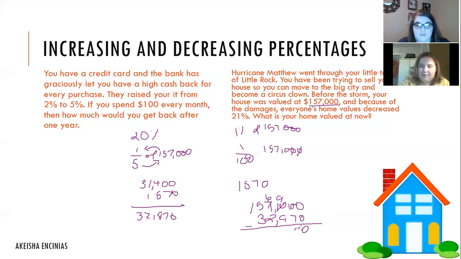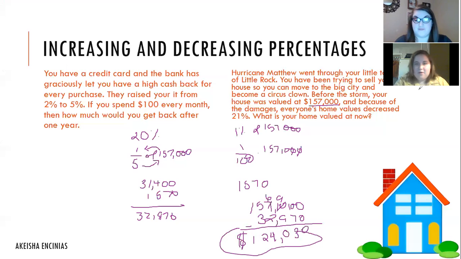10 minus 7 is 3. 9 minus 9 is 0. 6 minus 2 is 4. 5 minus 3 is 2. And 1. Your home is now valued at $124,030. That's a little bit of a difference. Hopefully that's enough to help you out in the big city.